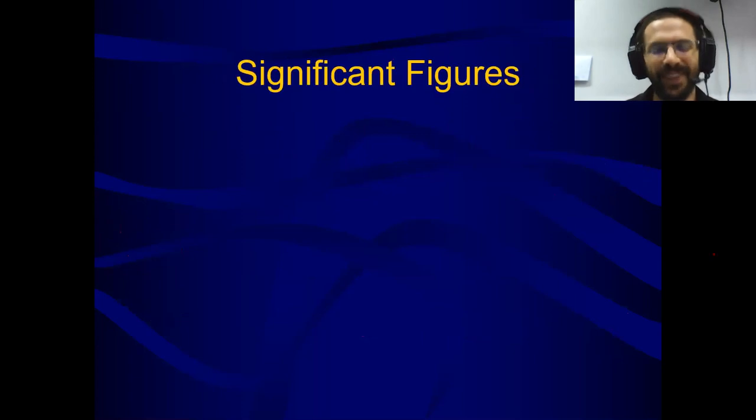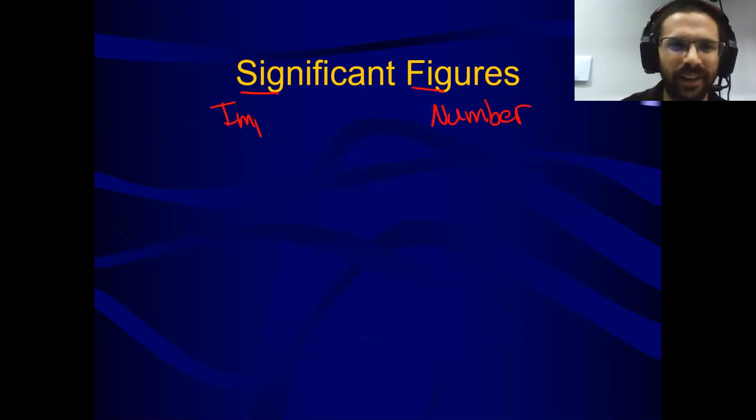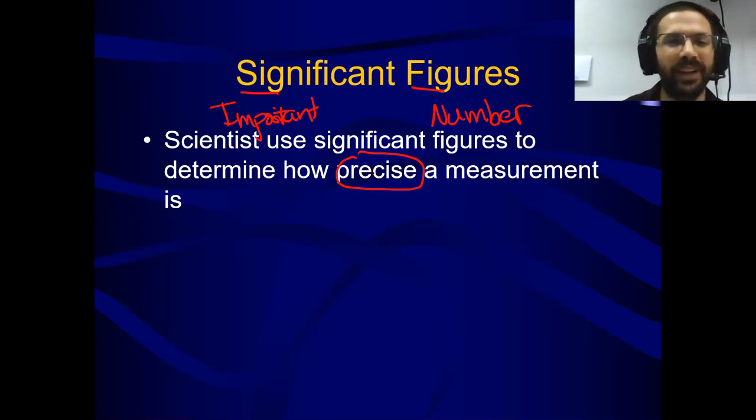Let's go. So remember, sig means significant and fig just means number. Significant means something that is important. Scientists, people that study science, or chemists or biologists, use significant figures to determine how precise a measurement is. Well, this is a beautiful word, precise. Repeat after me, precise. Perfect.